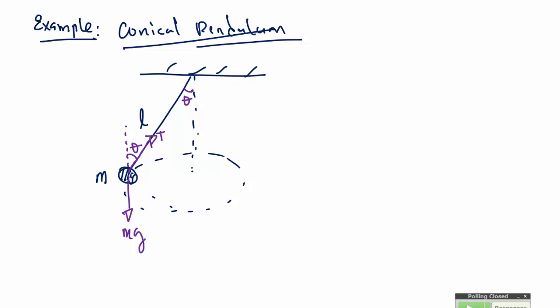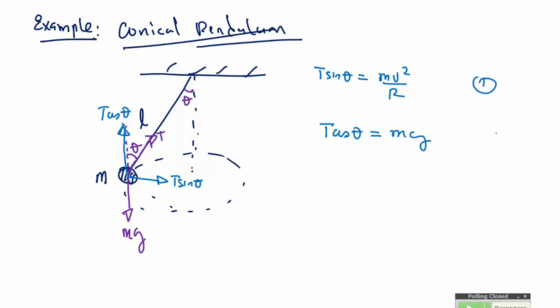So we can resolve T into two components. This is T sine theta, and this will be T cosine theta. You recognize that the component of the tension in the string provides what? The centripetal force. So we can faithfully say that T sine theta will be equal to mv squared, all divided by what? R. And T cosine theta will be equal to mg. Let's call this equation 1, and let's call this equation 2.